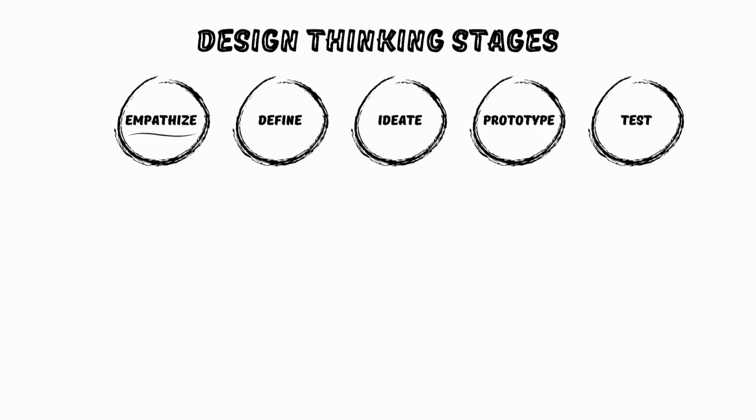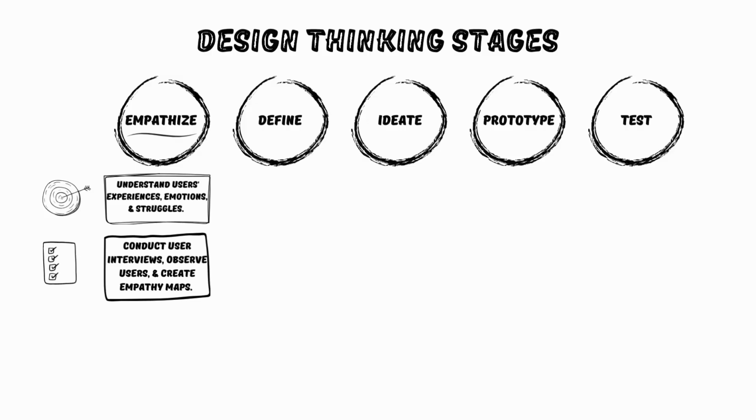The goal here is simple. Get as close as possible to your users' experiences, emotions, and struggles. How do you do that? Well, you start by talking to users directly. Ask them about their pain points, what frustrates them, and how they currently solve the problem. You can also observe them in action. Watch how they interact with a product or navigate a situation. And to make sense of all these insights, tools like empathy maps can help you visualize what users think, feel, and do. The key questions at this stage are, what are users struggling with, and what do they really need?